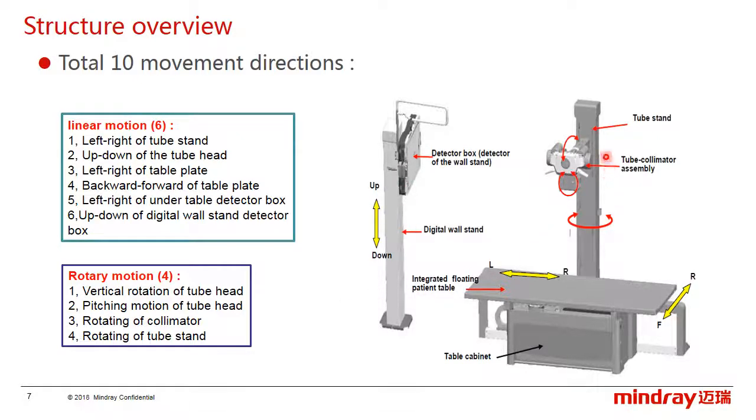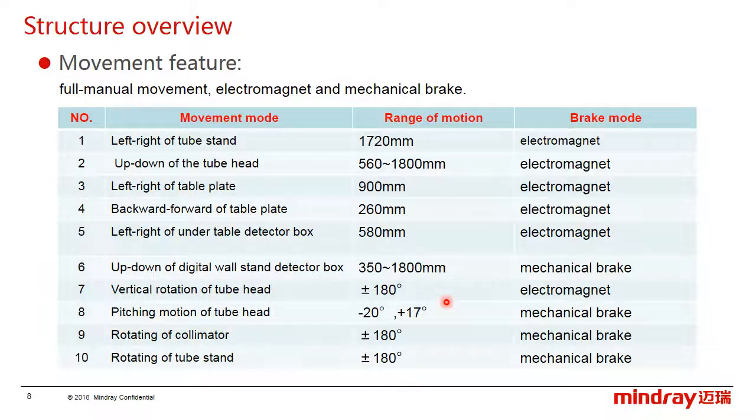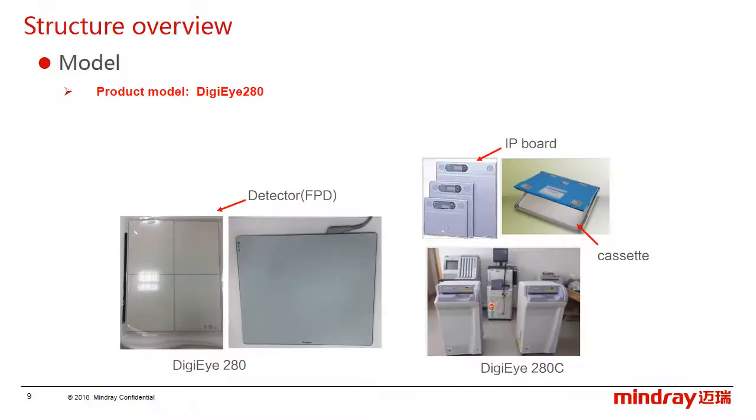For the rotary motion, first, the vertical rotation of the tube. Second, the pitching motion of the tube head. Third, rotation of the collimator. Fourth, rotation of the tube. Besides, for different movement modes, we should know the range of the motion and brake mode, including electromagnetic and mechanical brake.